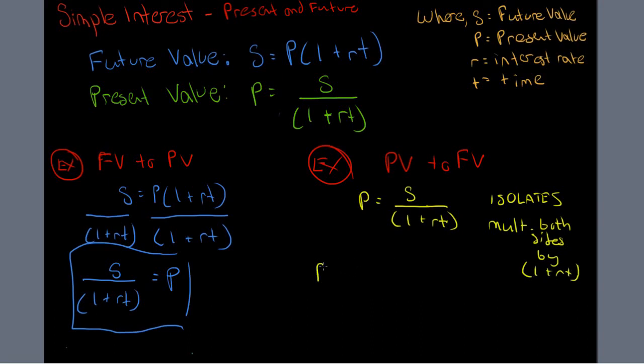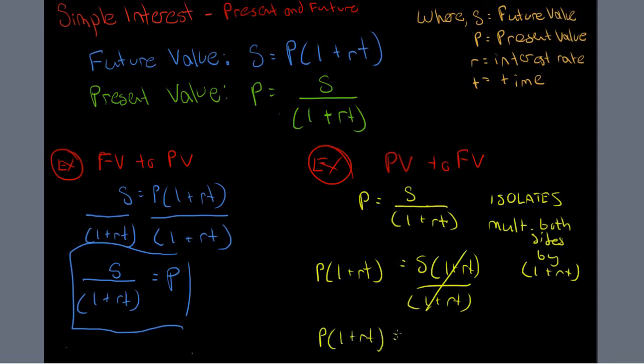So let's do that. 1 plus rt times P is equal to S times 1 plus rt divided by 1 plus rt. These two cancel out, and we're left with P bracket 1 plus rt is equal to S, which is our future value equation.